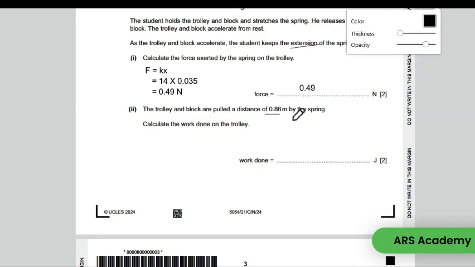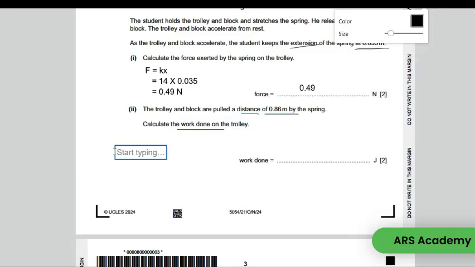The trolley and block are pulled a distance of 0.86 meter by the spring. Calculate the work done on the trolley. Now the work done is nothing but force multiplied by distance. We already calculated the force here. So to get the work done, we will be multiplying 0.49 with 0.86. And we will get 0.42 joule, which is the work done.